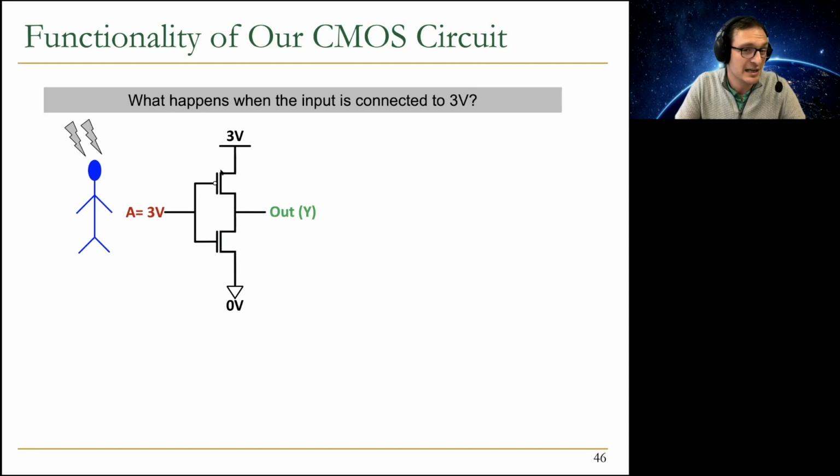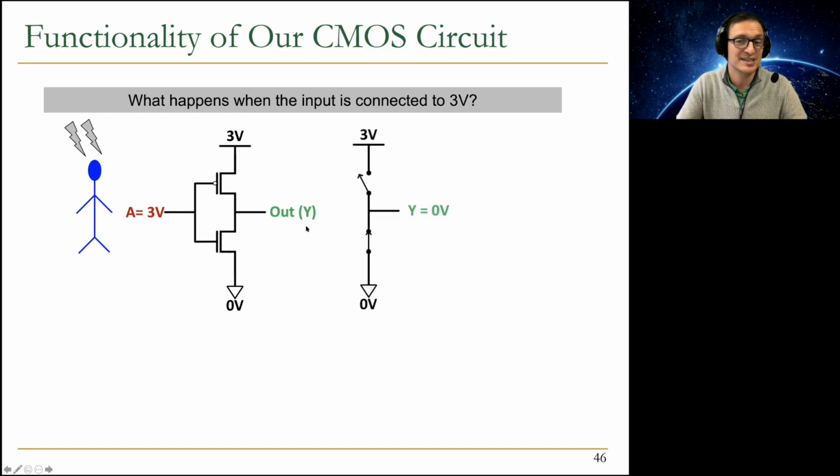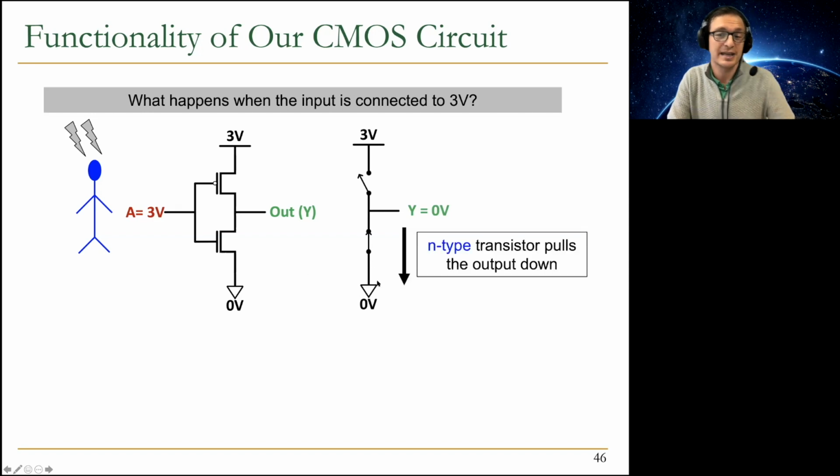PMOS does the exact opposite. It's going to be an open circuit over here. As a result, 3 volts will not be connected to the output. So what we have is exactly opposite of what we saw earlier. So the NMOS transistor pulls down the output, basically. And it's good at pulling down. That's why it's placed this way.